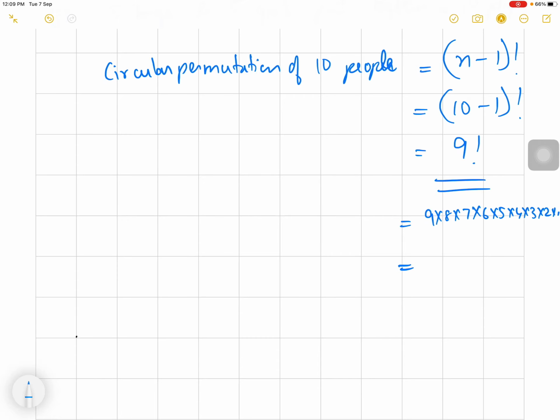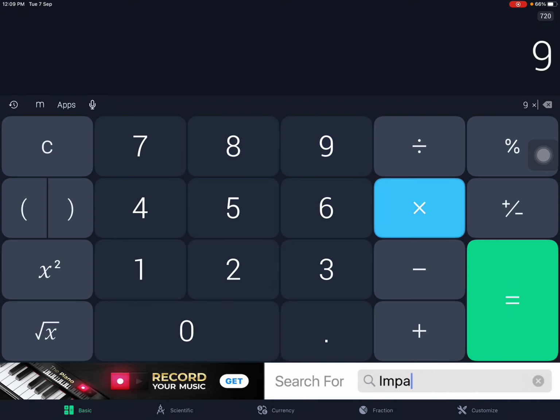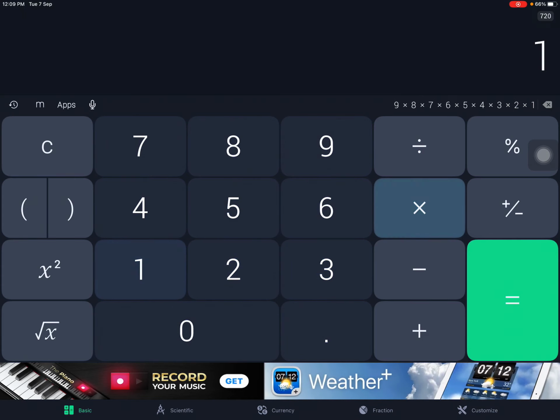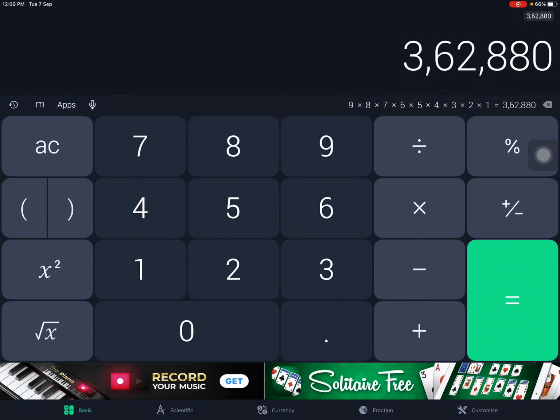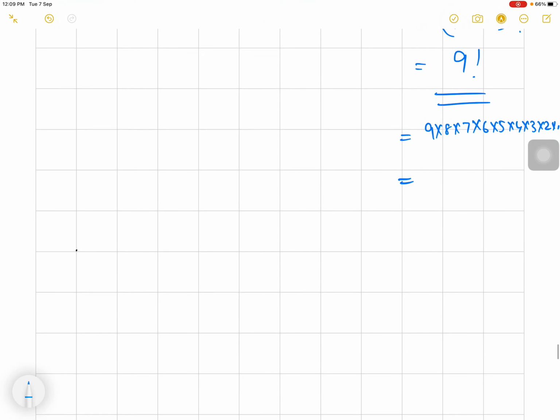So let's solve this. 9 into 8 into 7 into 6 into 5 into 4 into 3 into 2 into 1 comes to 3,62,880 ways. There are 10 people, so the answer is 9 factorial because they are sitting in a circle. So the answer is 3,62,880 ways.